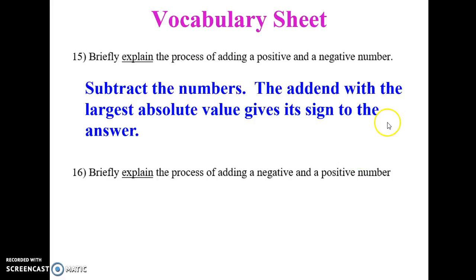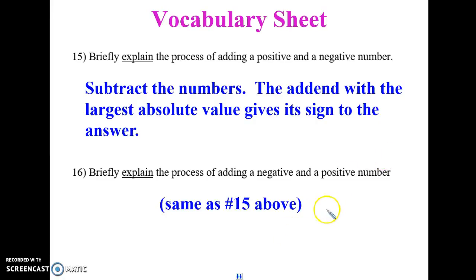Number 16, briefly explain the process of adding a negative and a positive number. It's exactly the same as 15 above. And I'll take an example. Let's take -4, there's a negative number, plus 2. There's a positive and a negative. You subtract the two numbers, so the difference between 4 and 2 is 2.